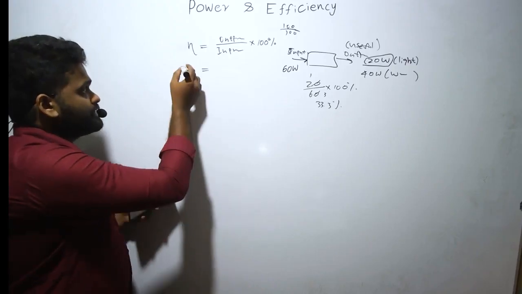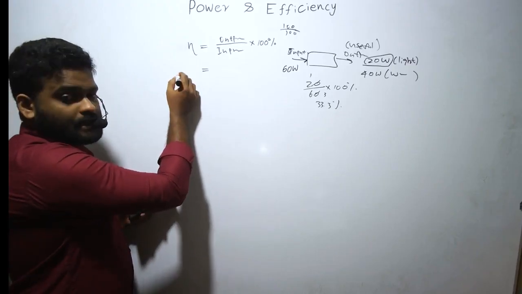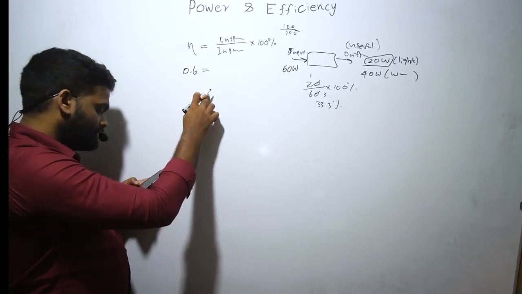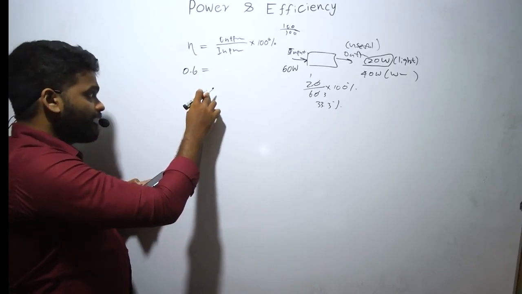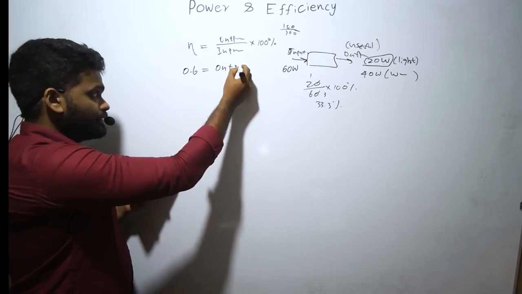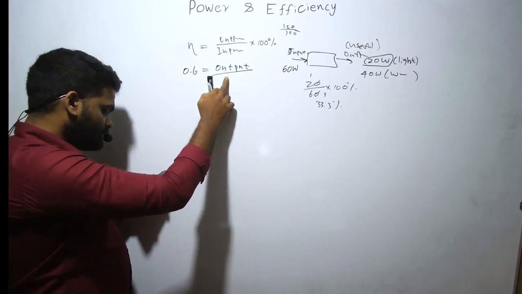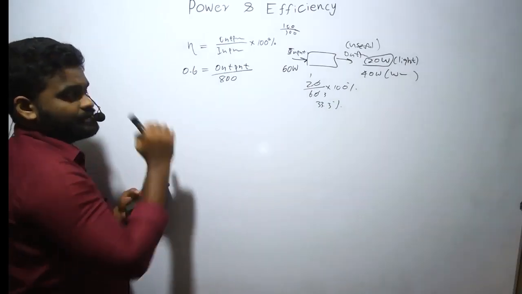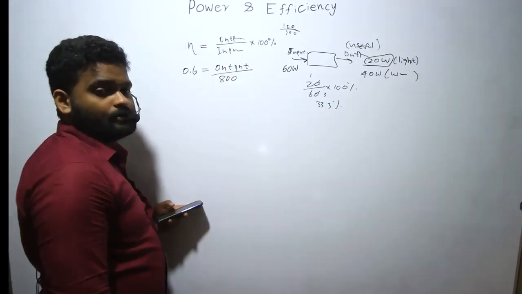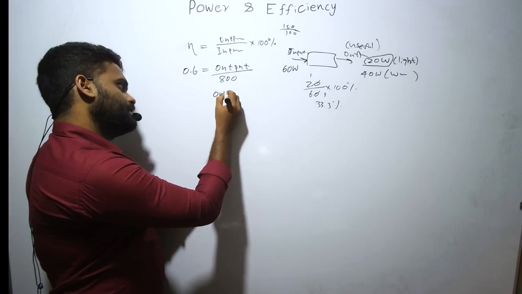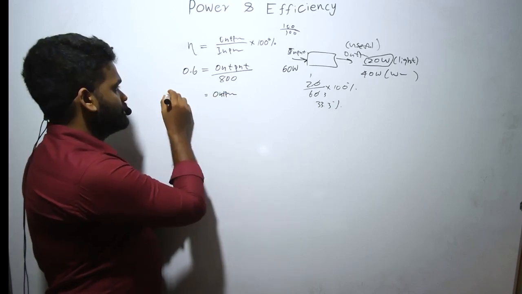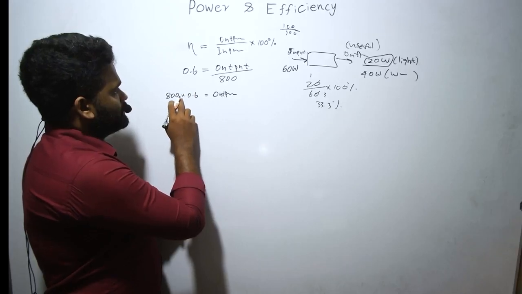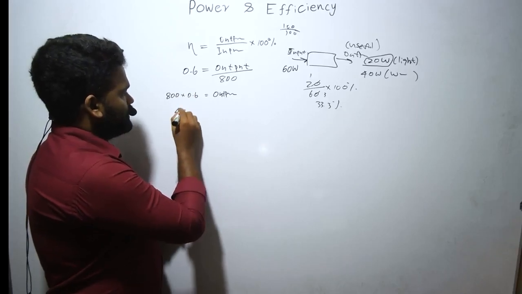They say efficiency is 60%. 60% means 60 divided by 100, so it is 0.6. What they ask is the output. The input is 800. You need to calculate the output. So what do you get as the output? 800 times 0.6. 6 times 8, so it should be 480 watts.